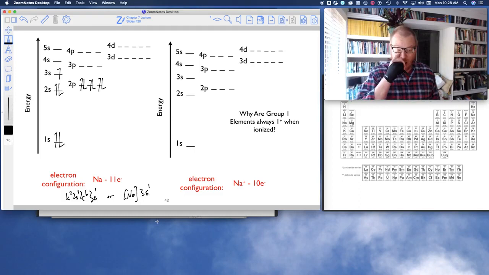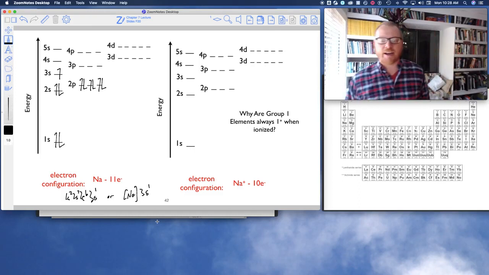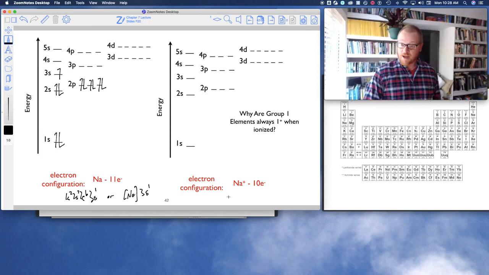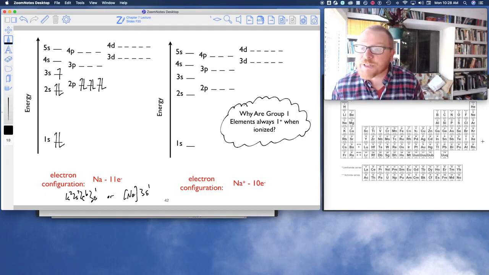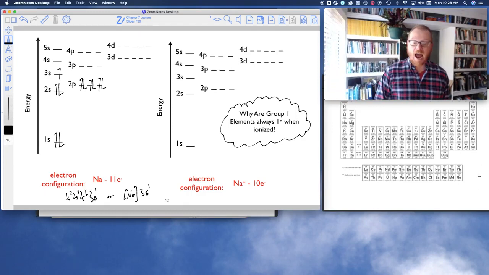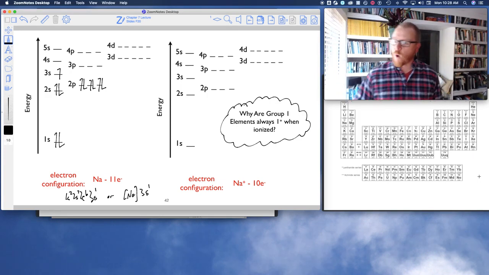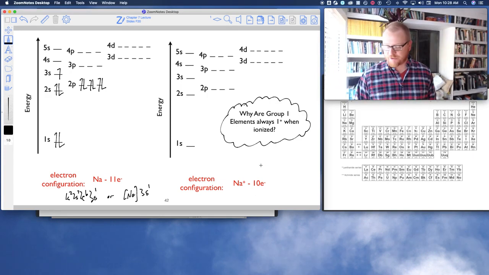Okay, so now I'm going to divert from filling out the rest of the atoms, and we're going to talk about a really interesting phenomenon. Why are group 1 elements always +1 when ionized? Right, so think back to this. We know that hydrogen, lithium, sodium, potassium, rubidium, cesium, francium, they're always +1 when ionized. Why? Well, let's do the electron configuration.